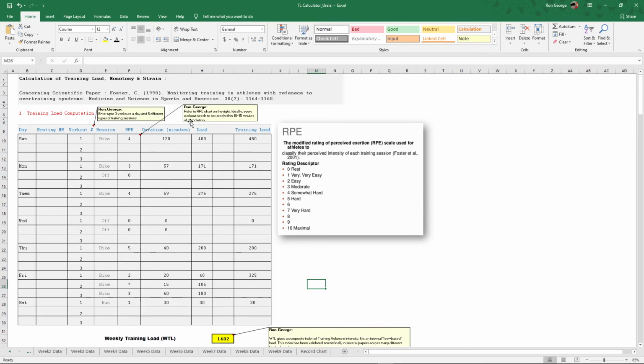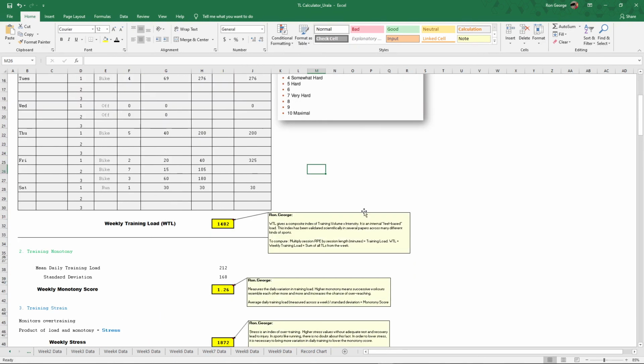So you could make this for yourself as well, and it doesn't have to be so complicated. But this is just an example of how I do it.